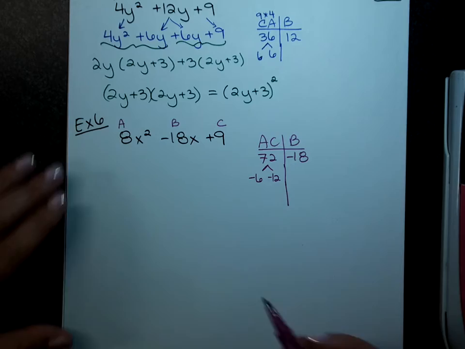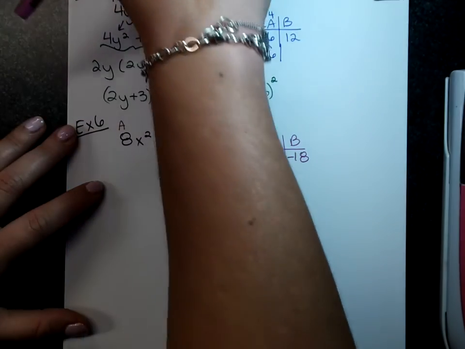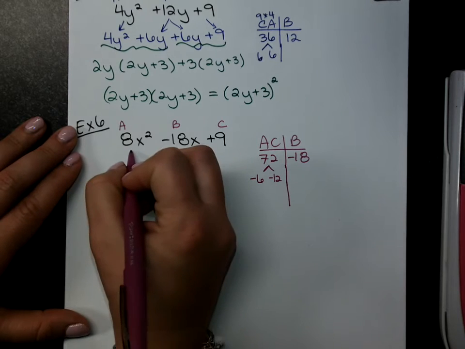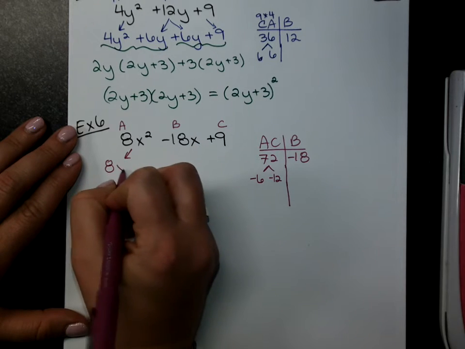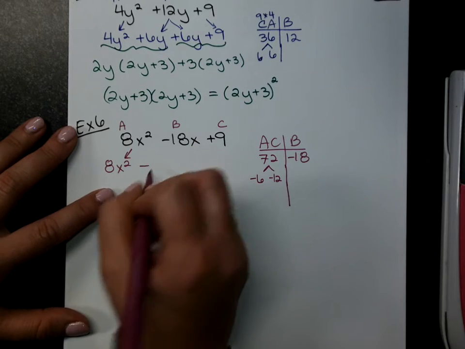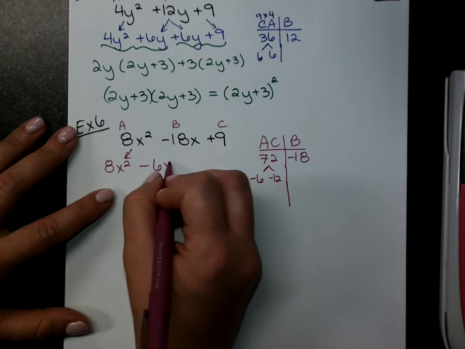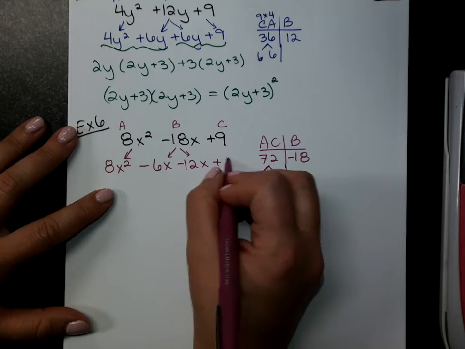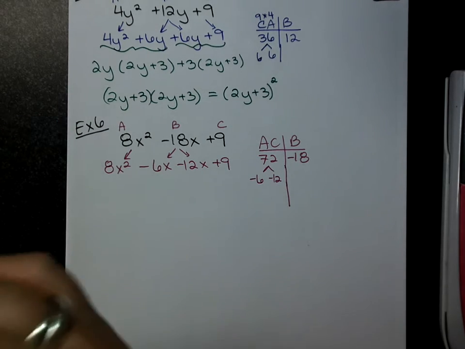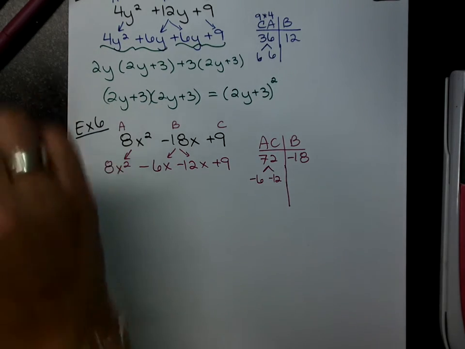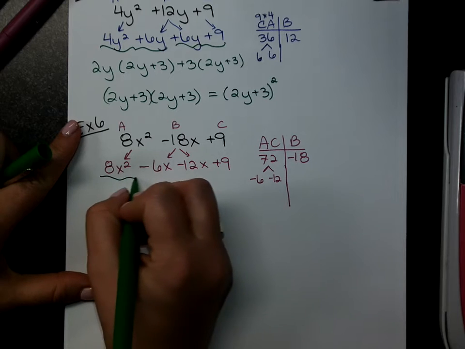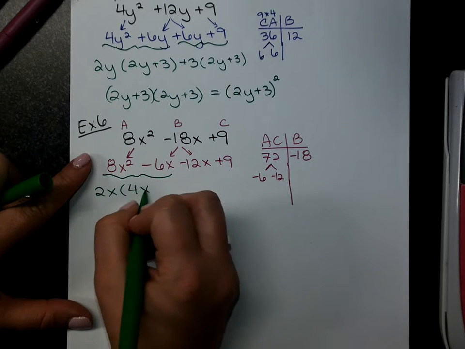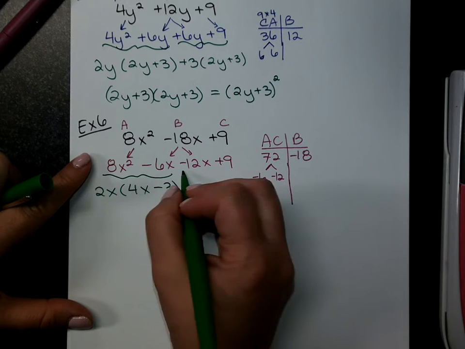All right. I'm going to turn that light back off. So we're going to leave that one the same. 8x squared minus, we're going to split that, 6x minus 12x, and then plus 9. We're going to group. So looking at these two, that's a 2x. That leaves me with 4x minus 3.